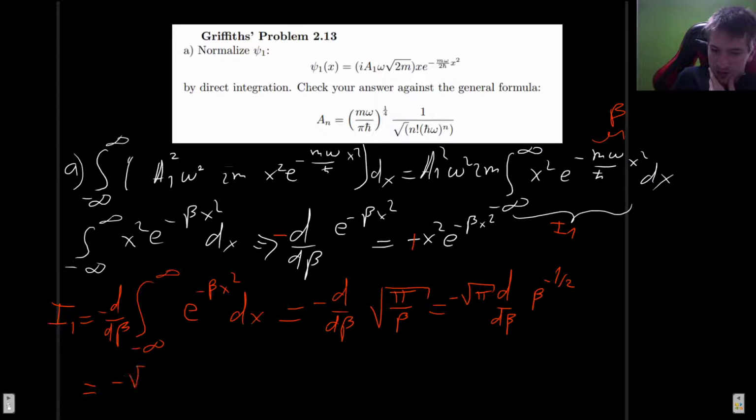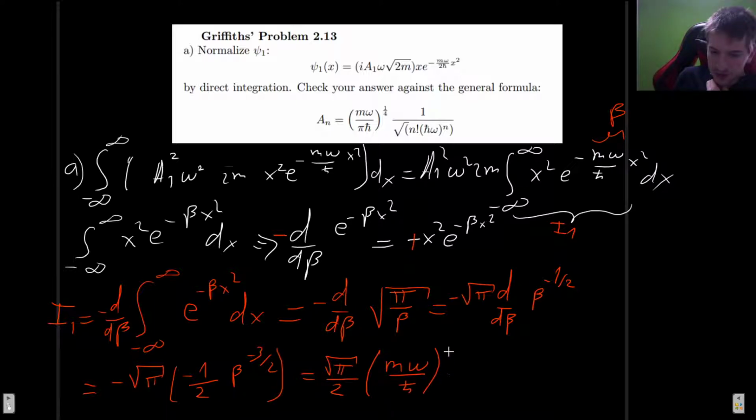Okay, so this is going to be minus square root of pi, and when we do this derivative, we get times minus 1/2, and this is going to be beta to the minus 3 divided by 2 power. So now the minus signs will cancel out. We get square root of pi divided by 2. And now we can just replace this beta by its actual value, which is just m omega divided by h bar. And this whole thing is to the minus 3 divided by 2 power.